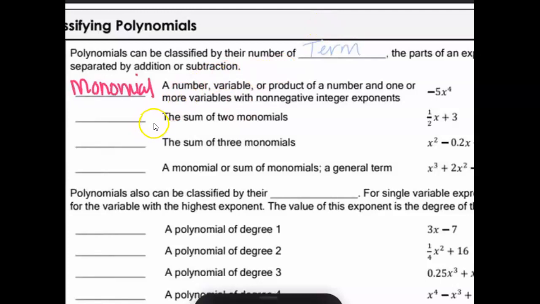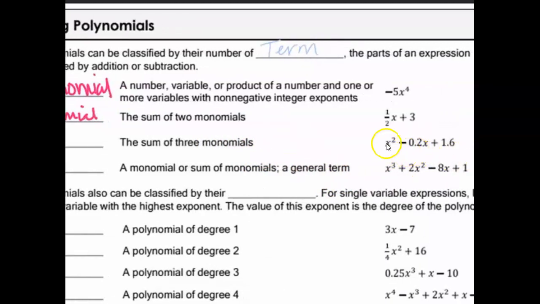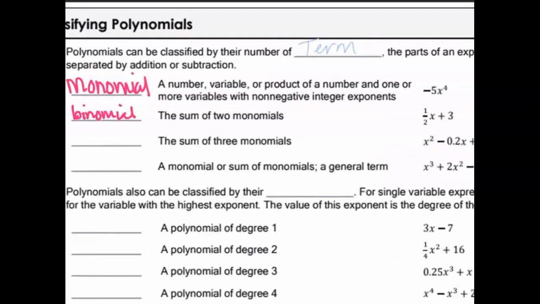And then we can see that now we have the sum of two monomials, which means we have two terms because there's an addition sign, so there's two items within our expression. And this is what we call a binomial, where bi means two, like bicycle. The sum of three monomials is three individual terms, 1, 2, and 3. We will call that a trinomial, where tri means three, like tricycle.